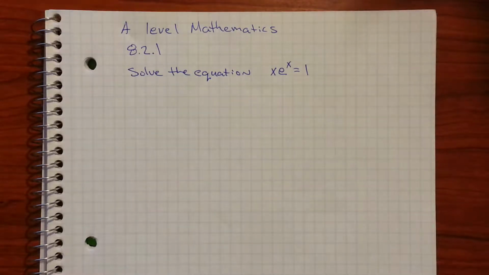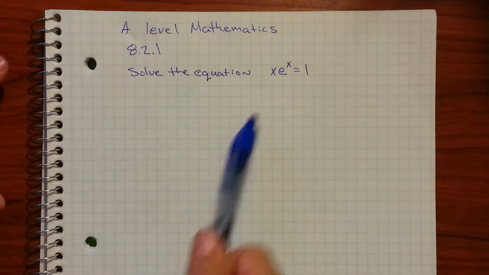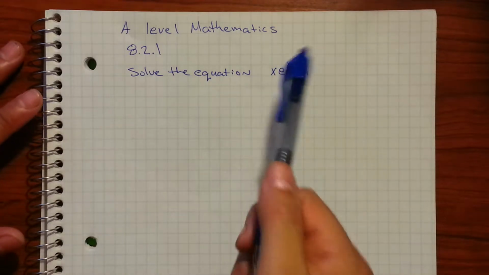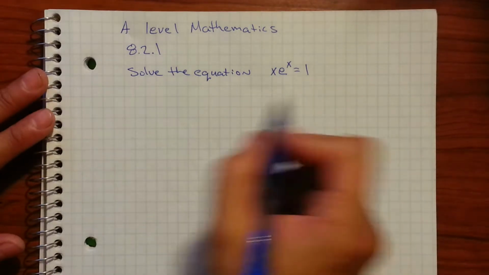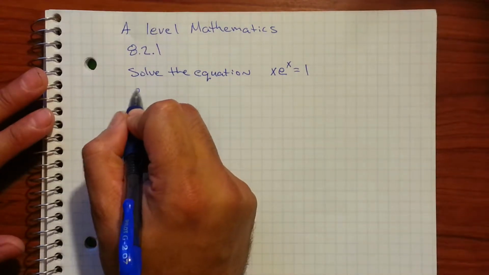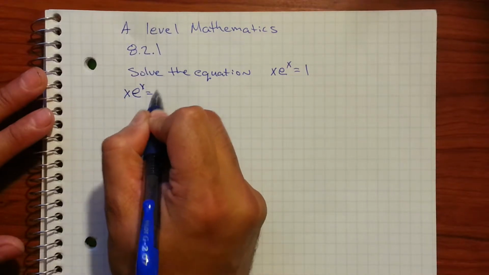So A-level mathematics, chapter 8.2.1, we're going to solve the equation x e to the x equals 1. In this form, it doesn't work out very well, so it's going to be easier if I move this around into something easier, because I can't do it with that x and the e to the x there.